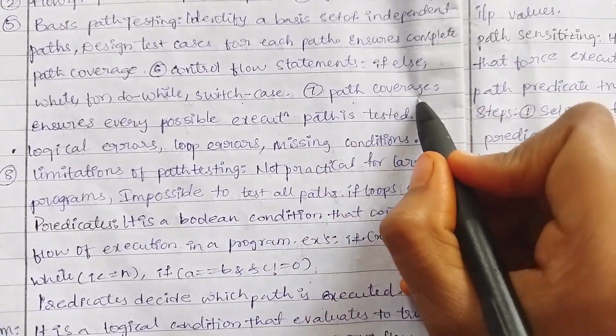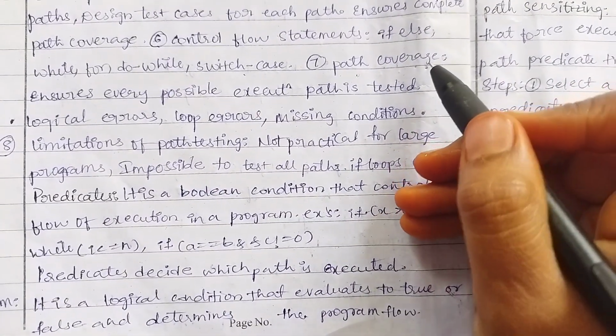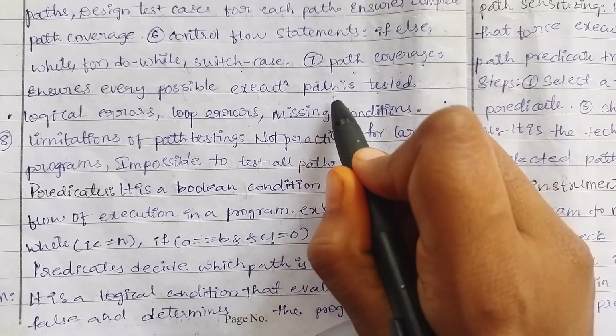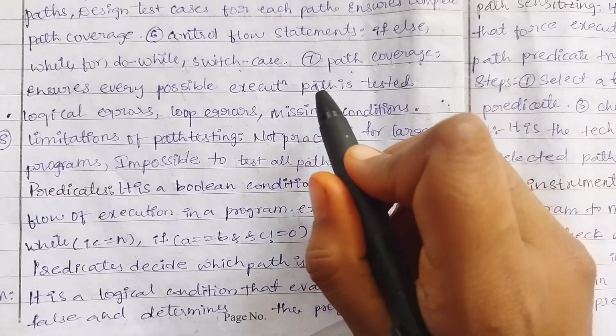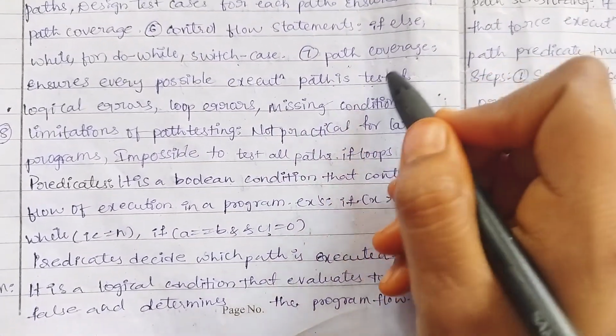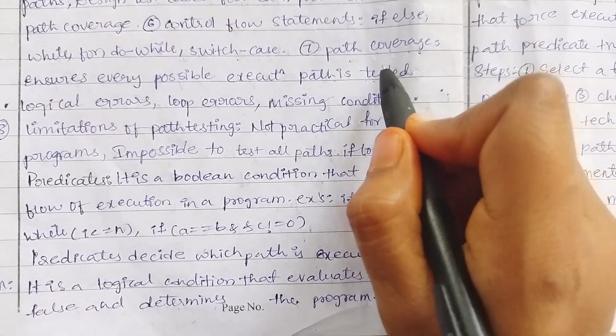Topic: path coverage. It is the process of ensuring every possible execution path is tested. For every part of the code, we will go for testing. Every execution line and execution path must be tested.